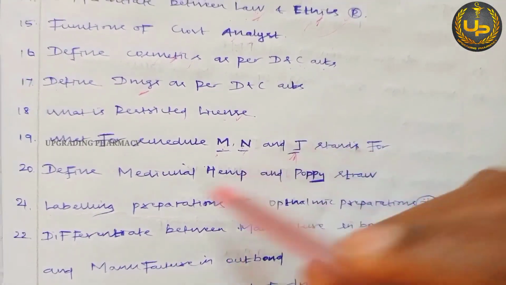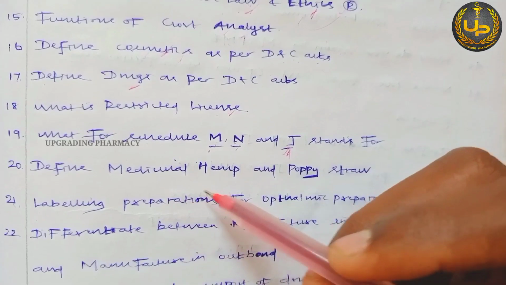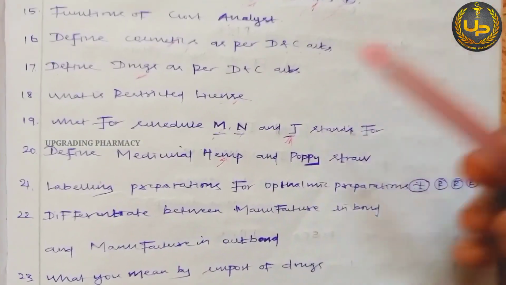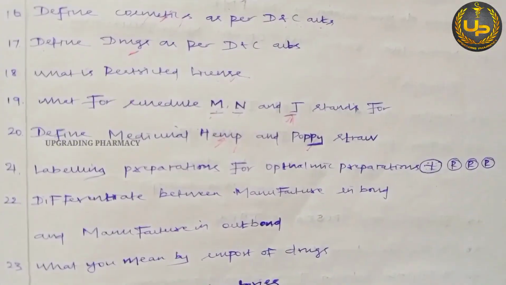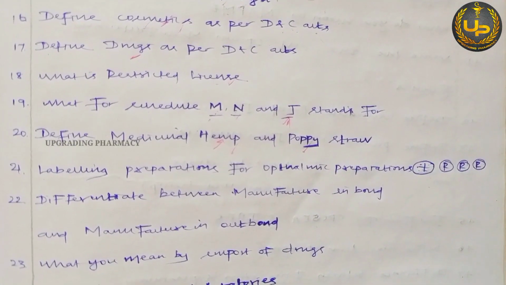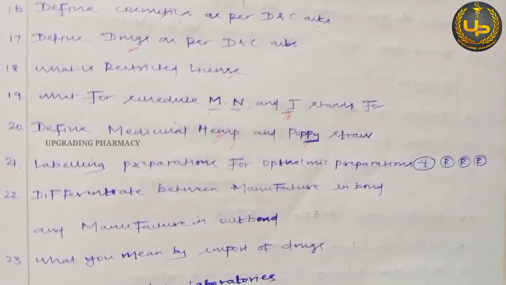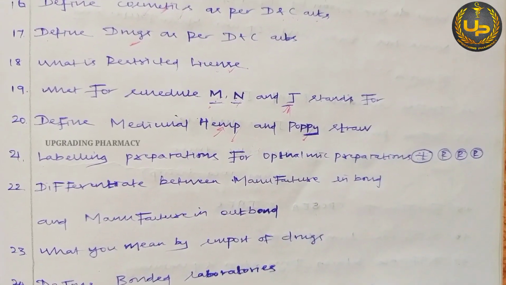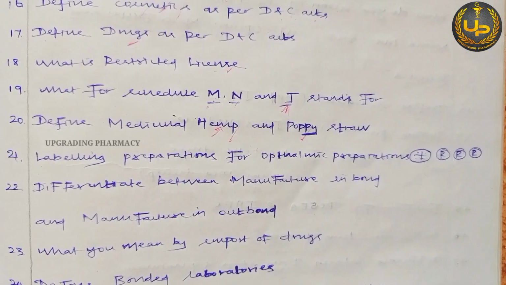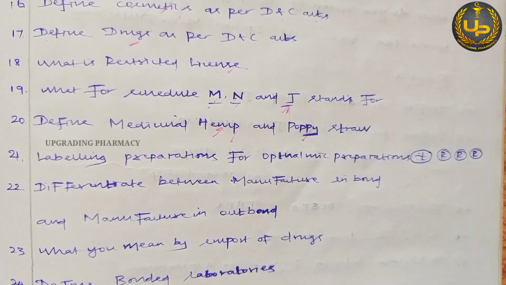Okay, 20th question, define medicinal hemp and poppy straw. These are very important in narcotic and psychotropic substances. Hemp is cannabis, and poppy straw is from opium. So what is the definition of medicinal hemp and poppy straw? That is the 20th question.